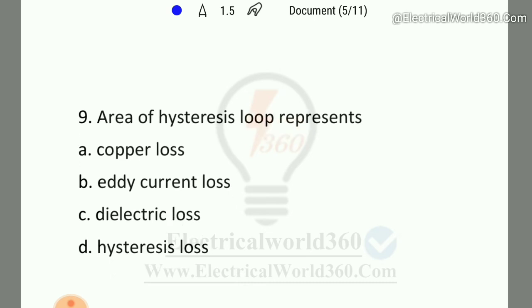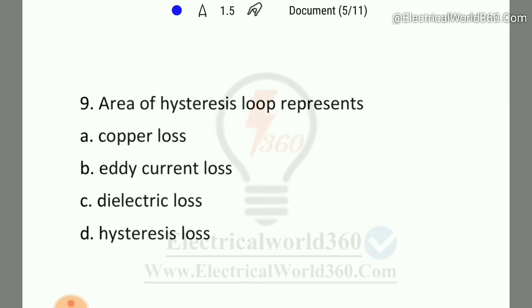Coming to the next question. Area of hysteresis loop represents the copper loss, eddy current loss, dielectric loss and the hysteresis loss. As we know, the higher the area, the higher the hysteresis loss. For air, the hysteresis curve is a straight line and that's why the hysteresis loss is 0 for air core. So here the right answer is D, that means the hysteresis loss.